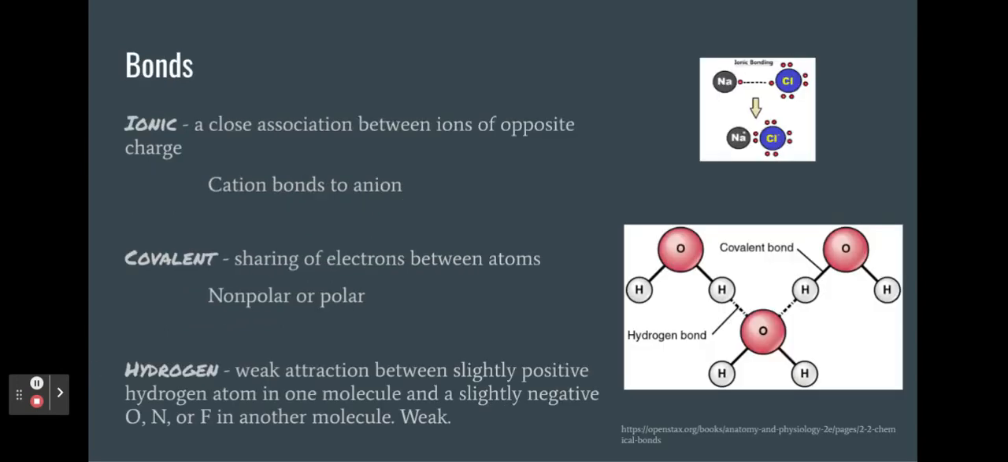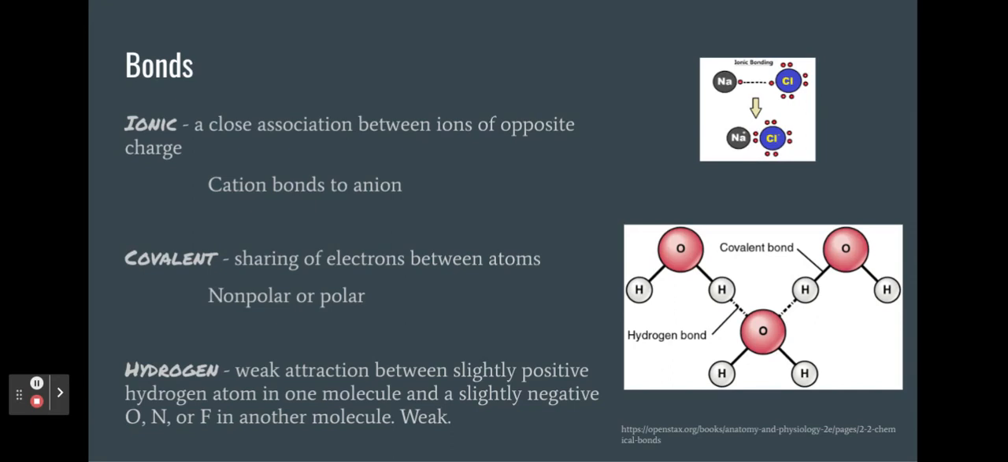Bonds are attractions, either weak or strong, that hold atoms together in molecules. The 3 most common bonds are listed here. Ionic bonds are close associations between ions of opposite charge. The example here shows an ionic bond between a positively charged sodium ion and a negatively charged chloride ion. Sodium has donated an electron to chlorine, making sodium positive and chlorine negatively charged.